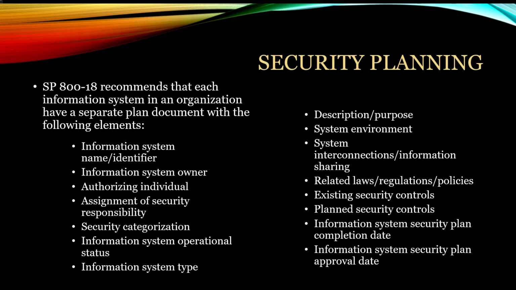So NIST 800-18 does go a little bit deeper. It does recommend each organization have separate plan documents with several different elements, things like information system names, identifiers, system owners, authoring individuals, rights and permissions and roles and responsibilities, security categorizations, information categorizations, classifications as well, information operational statuses, information system types, descriptions and purposes, system environments, interconnection and information sharing, related laws, regulations, policies, procedures, and guidelines, existing security controls, planned security controls, baselines, metrics to measure those baselines, as well as information security plan and completion dates, as well as development plans for those systems so that if necessary they can be rebuilt.